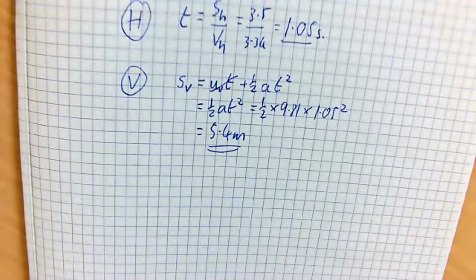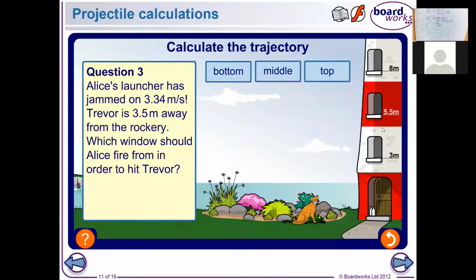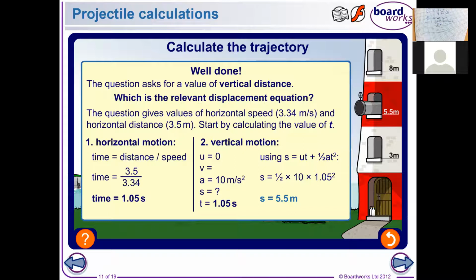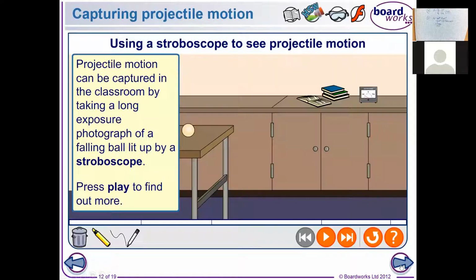So if we go back to our puzzle, 5.4 meters, well, the closest one there is going to be the middle. There we go, job done. And that is roughly how you do those projectile calculations.